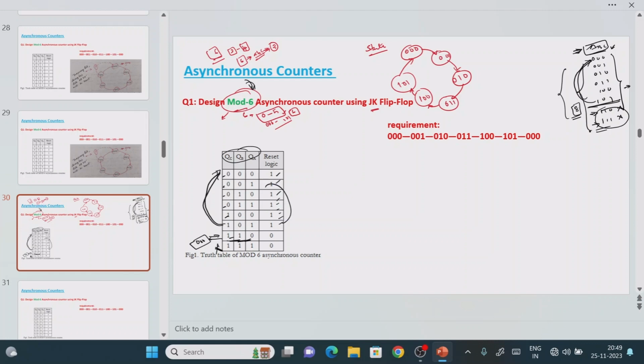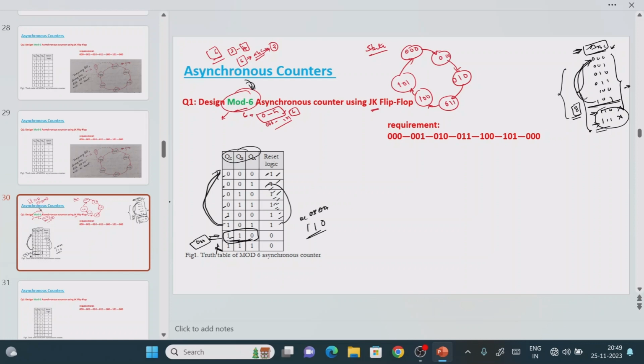Again it will go here. Again you will be counting 0, 1, 2, 3, 4, 5. Now if you understand this one, what is the thing which should not occur? It should not come to the 110, right? It means that we should stop the occurrence of the 110.